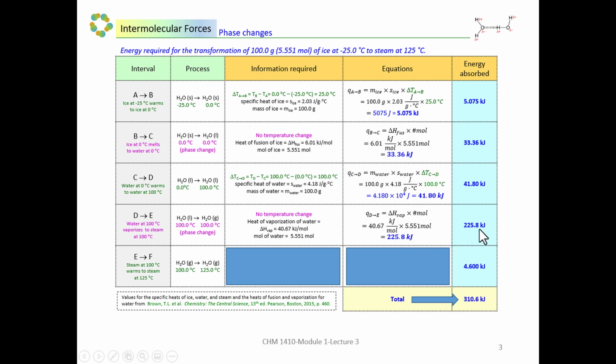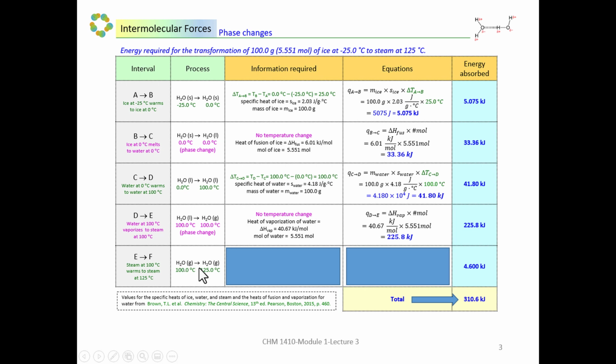Now, this is by far the largest heat required so far. And if you recall from that diagram, the violet line associated with this interval on that diagram was the longest line, required the most heat energy. Now in the last interval, we're just heating steam or water vapor from 100 to 125.